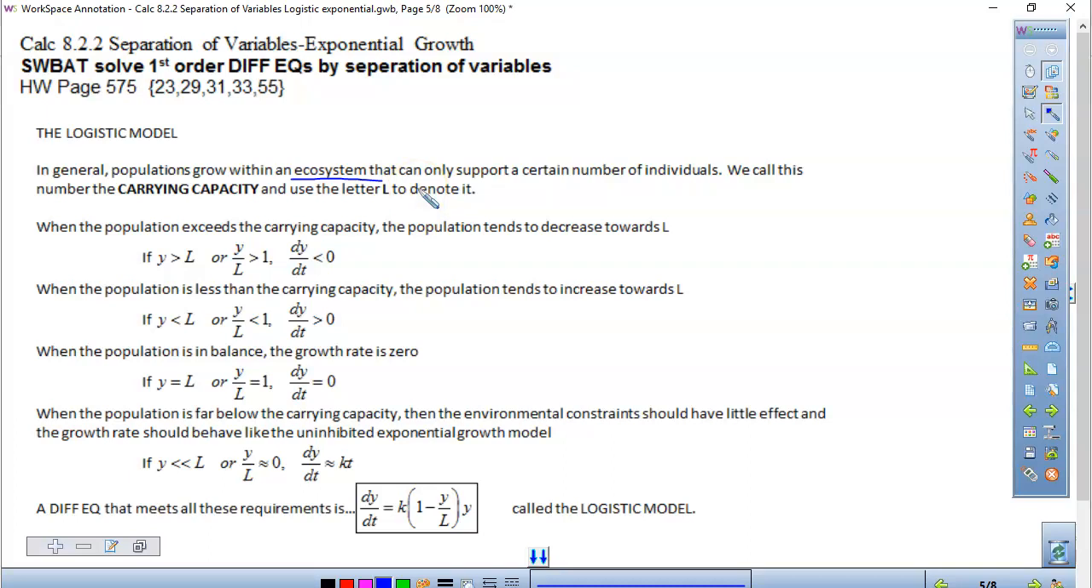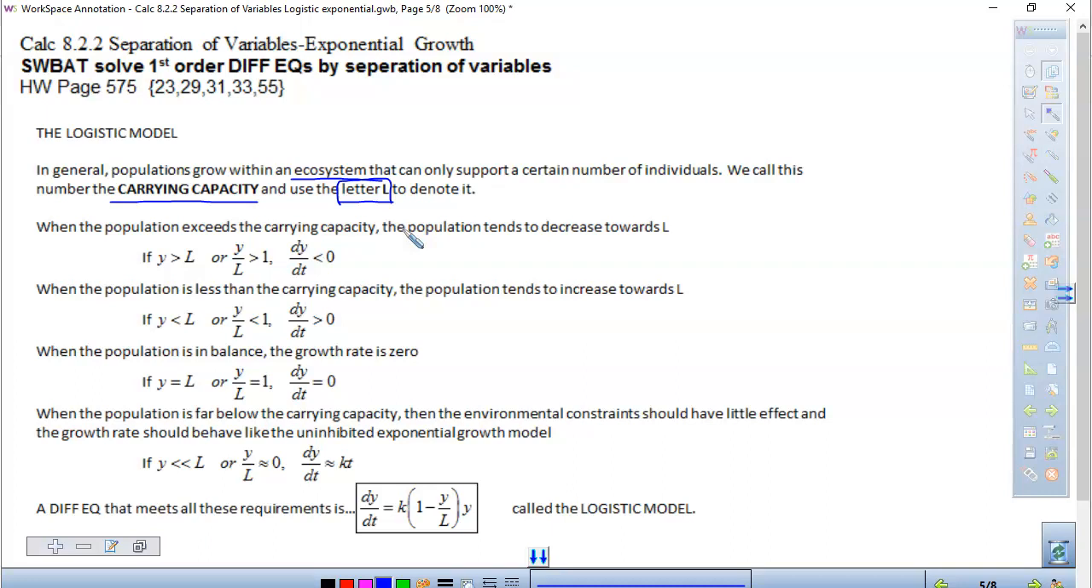We call this number the carrying capacity. Ecosystems can only carry a certain amount of whatevers, and we use the letter L to denote the carrying capacity, or the population limit. So when the population exceeds the carrying capacity, what happens? Then the population is going to decrease back towards the carrying capacity. When the population is less than the carrying capacity, it's going to be increasing.